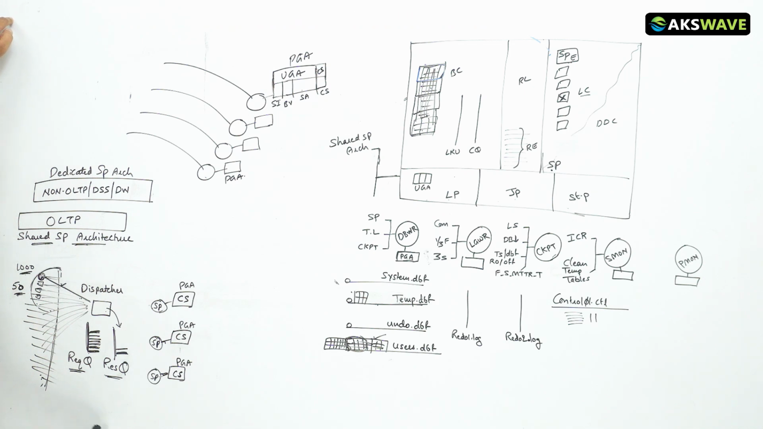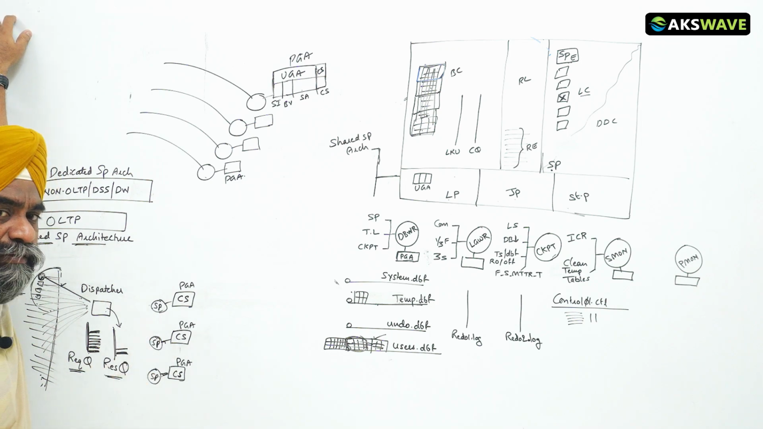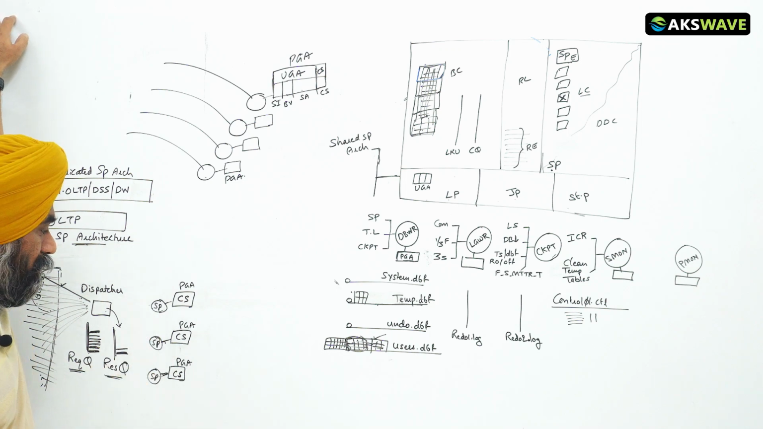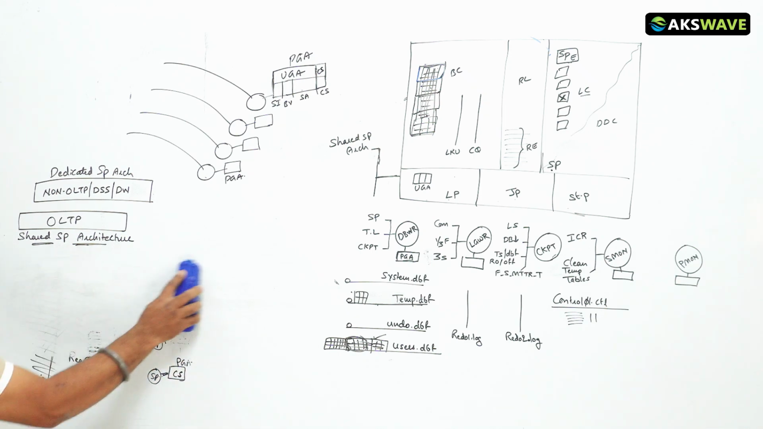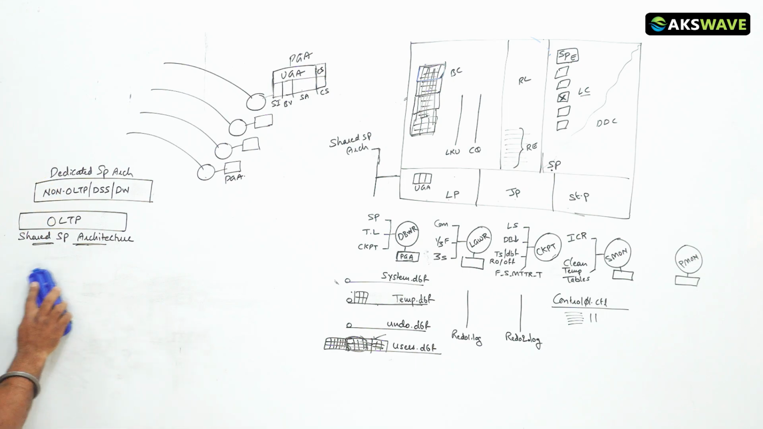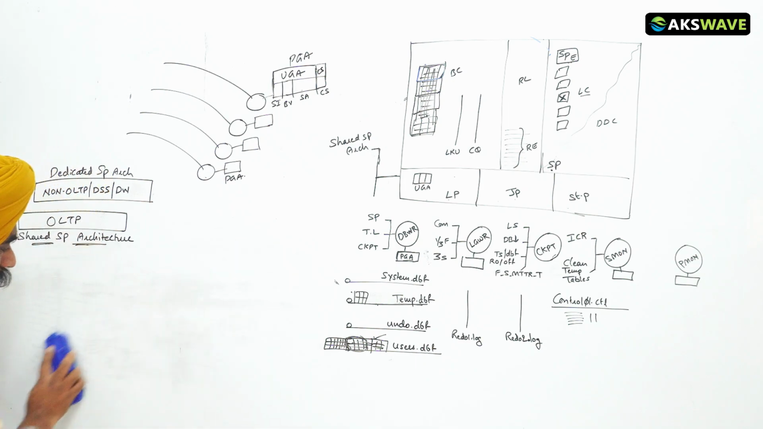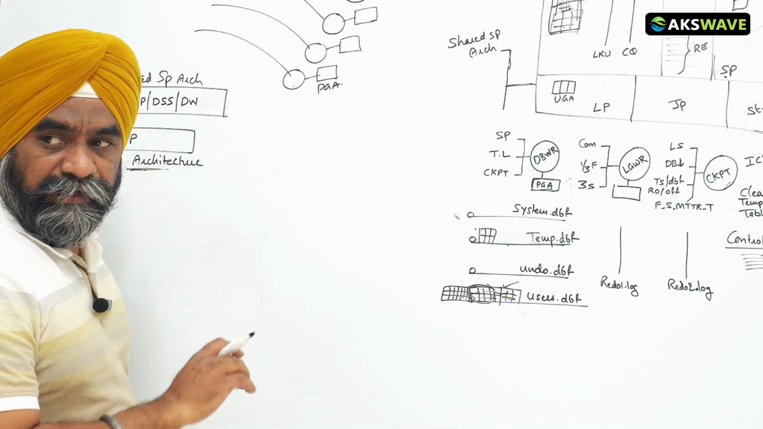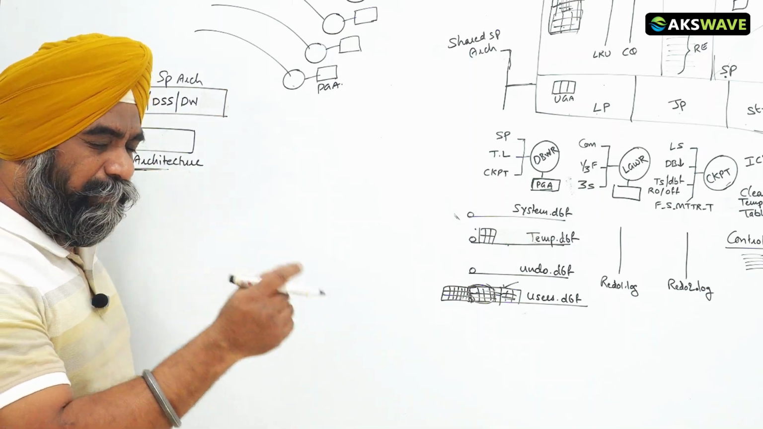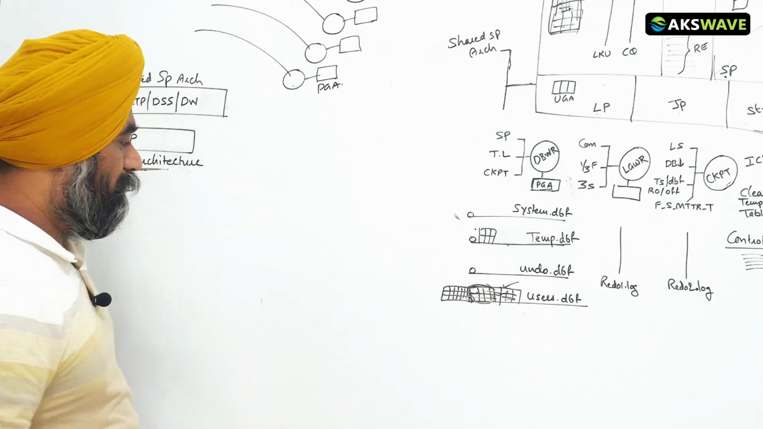Let me talk more about this one. As I said, what is this shared server process architecture? Most of the clients are not using it. Why? I'll be telling you. So I need to clean up this area. Let me clean. We're talking about the shared server process architecture. I hope you understood the shared server process architecture, dispatchers and server processes.